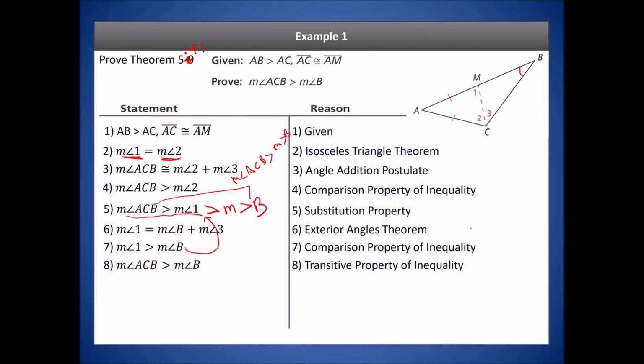So for example, if A is greater than B, and B is greater than C, then A is greater than C. If A is greater than 5 and 5 is greater than 3, then A is greater than 3, as a simple example. And therefore, we went ahead and proved theorem 5.4.1.